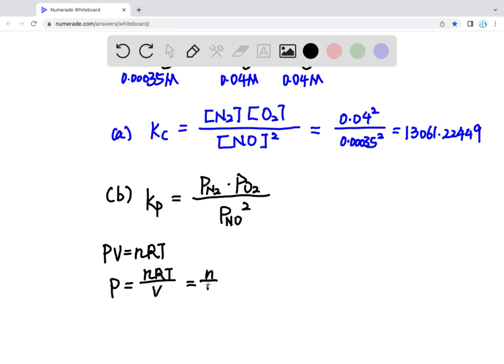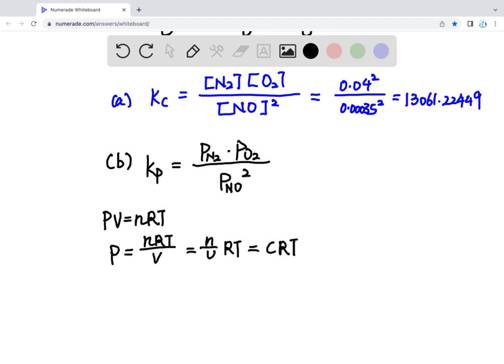So n over V times RT. So it becomes concentration times RT. So now what we can do here is, the pressure is actually the relative pressure. So the Kp equals P nitrogen over the reference pressure, times PO2 over the reference pressure, over PNO over the reference pressure, squared.